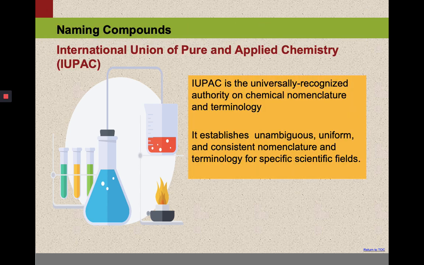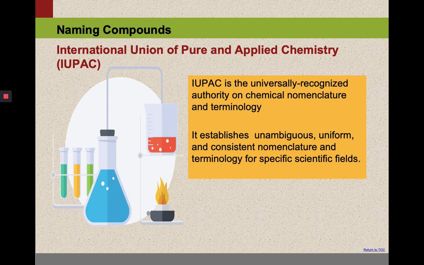So just an overview. I'm pretty sure your junior high teachers already told you the meaning of IUPAC, which is the International Union of Pure and Applied Chemistry. So it is a scientific body which is the universally recognized authority on chemical nomenclature and terminology. Okay, so it establishes an unambiguous, uniform, and consistent nomenclature and terminology for specific scientific fields. So that is why, for example, when you talk of calcium chloride in the Philippines, then in some other countries, they will also know what calcium chloride is because there is a scientific and governing body that holds the conventions for naming and formula writing.